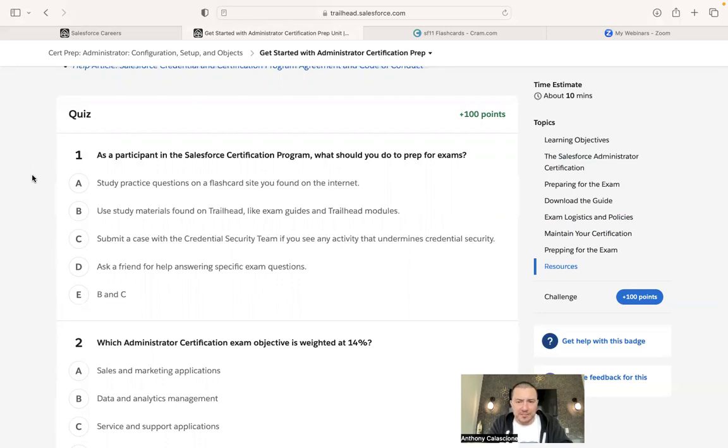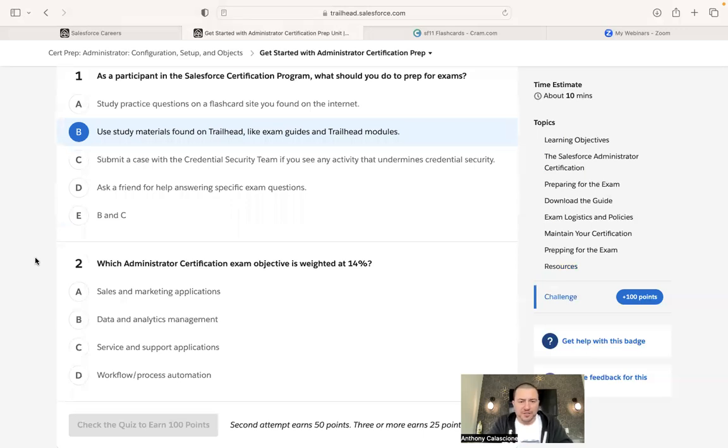So we know B is an answer, because even E is B and C. But the fact that E is B and C gives me a little bit of pause on C. Submit a case with the credential security team if you see any activity that undermines credential security. I don't know how that helps you prep for an exam. I could see that helping you being a valued member. So I'm going to go with just B.